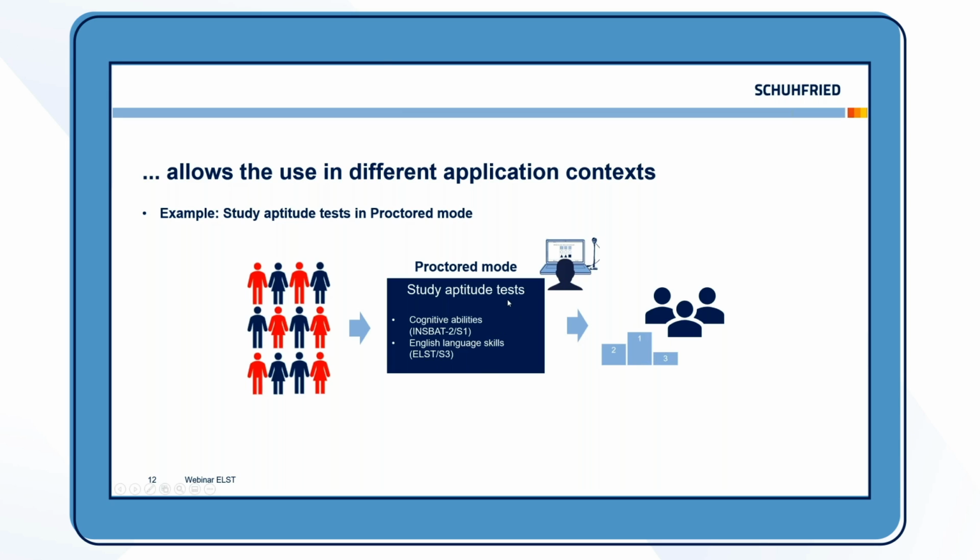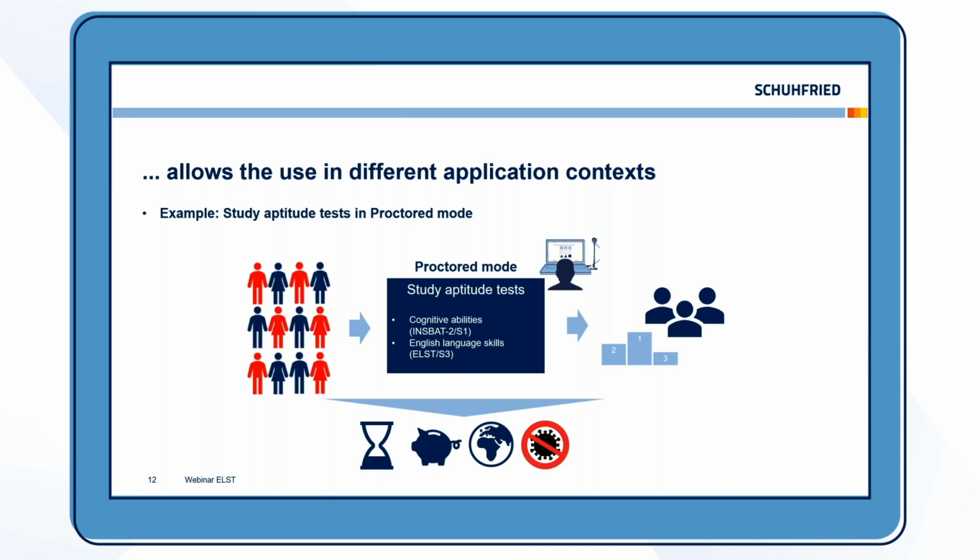So all test persons open the link as soon as the video conference starts, and then the person is supervised while they're working on the tests. Afterwards, the test results are saved immediately and applicants can be ranked with the ranking tool in the Vienna test system. This not only saves time and money, but also avoids the next corona cluster.